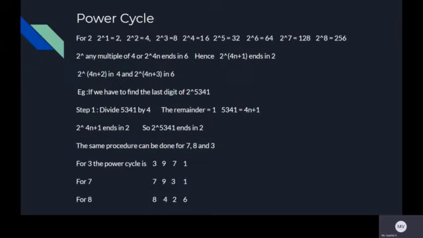So the conclusion that we can draw from here is that when 2 is raised to a multiple of 4, it ends in 6. Or 2 raised to any power of the form 4n, your answer will end in 6. Similarly, if we follow this pattern, 2 raised to 4n plus 1 will end in 2. 2 raised to 4n plus 2 will end in 4. 2 raised to 4n plus 3 will end in 8, and 4n ends in 6.